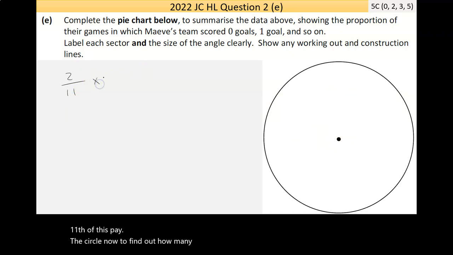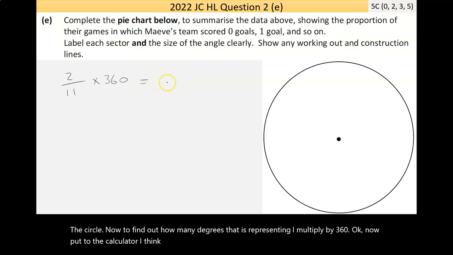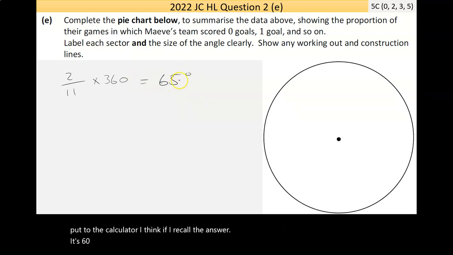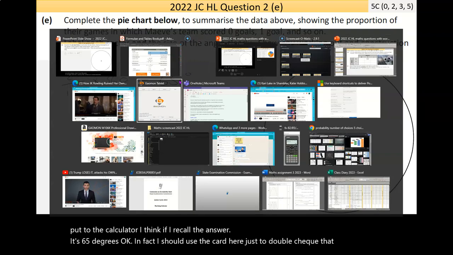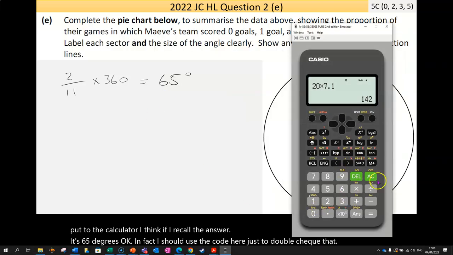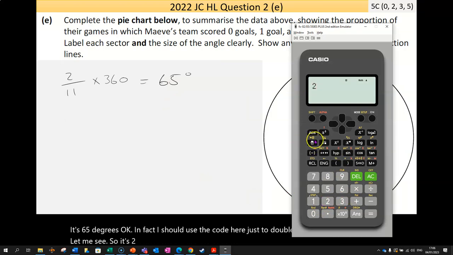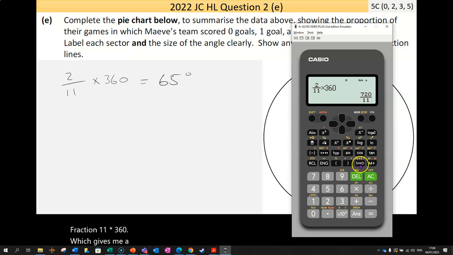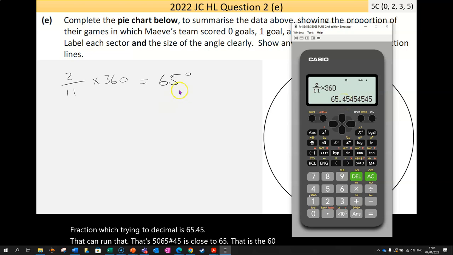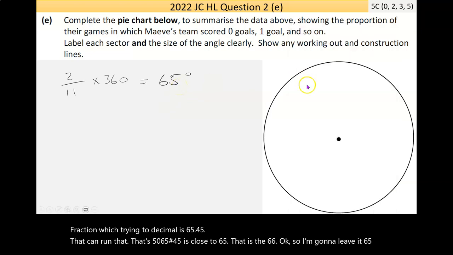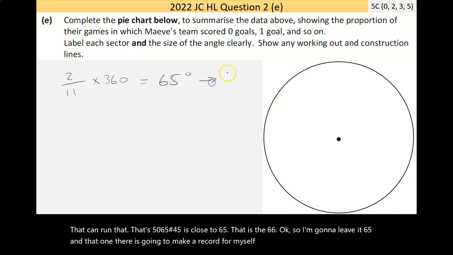Now to find out how many degrees that is representing, I multiply by 360. Now I can go to the calculator. I think if I recall the answer, it's 65 degrees. In fact, I should use the calculator just to double check that. So it's 2/11 times 360, which gives me a fraction, which I turn to a decimal, and it's 65.45. I can round that. 65.45 is closer to 65 than it is to 66. So I'm going to leave it at 65. And I'm going to make a record for myself that that's 0 goals.